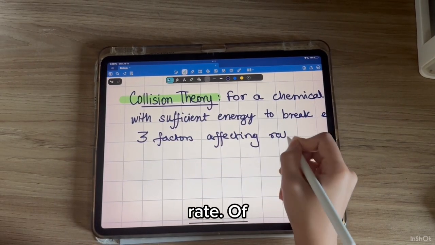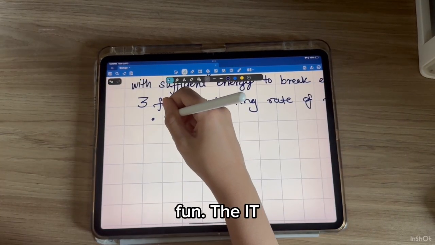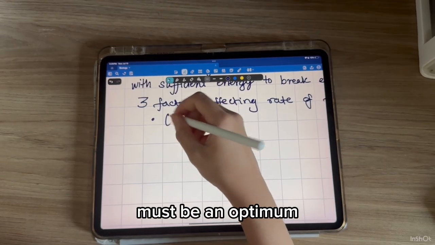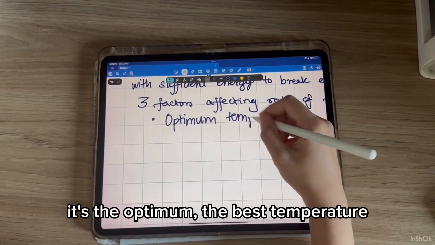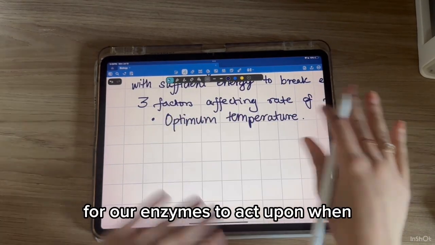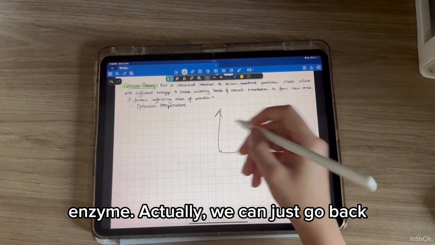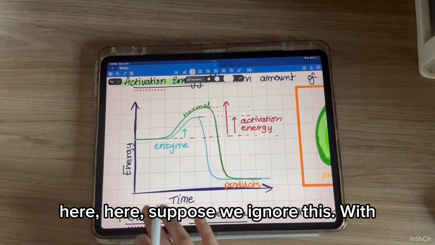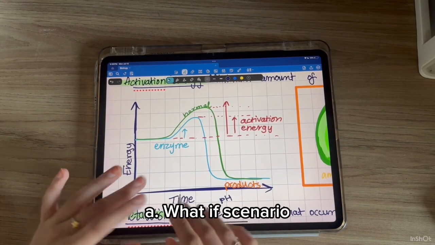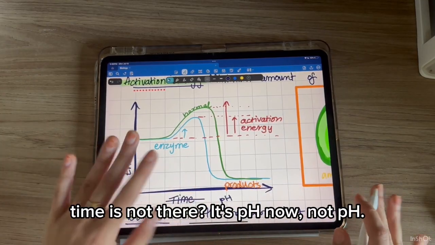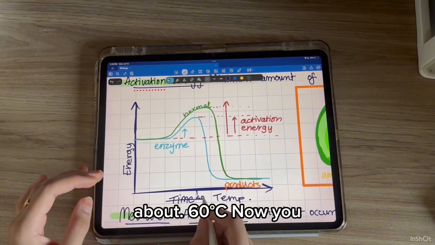affecting rate of reaction. This includes, one, it must be an optimum temperature. What's optimum temperature? It's the best temperature for our enzymes to act upon. When you look at the activity of an enzyme, actually we can just go back here. Suppose we ignore this first time, we make it pH. This is a what if scenario. Not pH, let's start with temperature. And this is about 60 degrees Celsius.